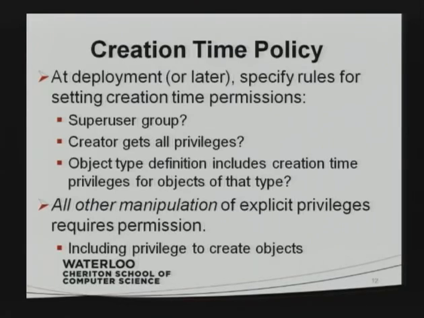All other manipulation of the explicit permissions, other than the creation time permissions, is always done by people who have permission to do it. That is, in order to grant, you need permission to grant. In order to read, you need permission to read. In order to revoke, you need permission to revoke. So for every one of these possible operations that you might want to do, you have to have the permission to do that. And so in some senses, it's a little bit like a differential equation.